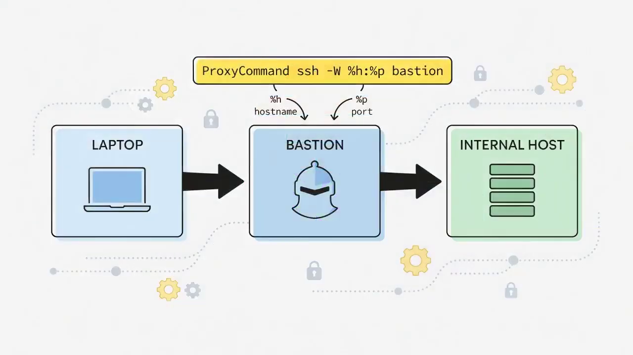The traditional solution is ProxyCommand. You configure your SSH client to route through a bastion using the line ProxyCommand ssh -W %h:%p bastion. The placeholders %h and %p are automatically substituted with the target host name and port. OpenSSH expands them at connection time, so you never edit the config per destination.